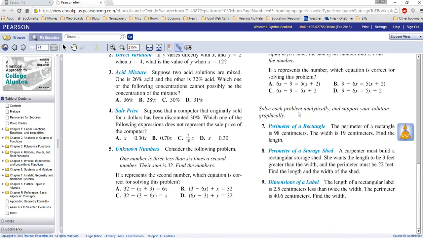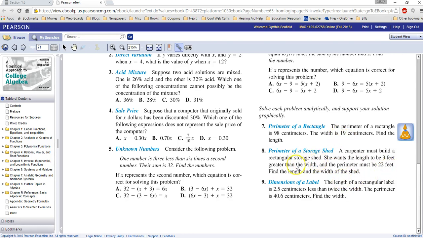And I'm going to pull up each word problem that we're going to do, and that way we can see it, and then I'm going to switch over and actually do the work. So we're going to start out in this book with this number 8 here, and its title is Perimeter of a Storage Shed. A carpenter must build a rectangular storage shed. She wants the length to be 3 feet greater than the width, and the perimeter must be 22 feet. Find the length and width of the shed.